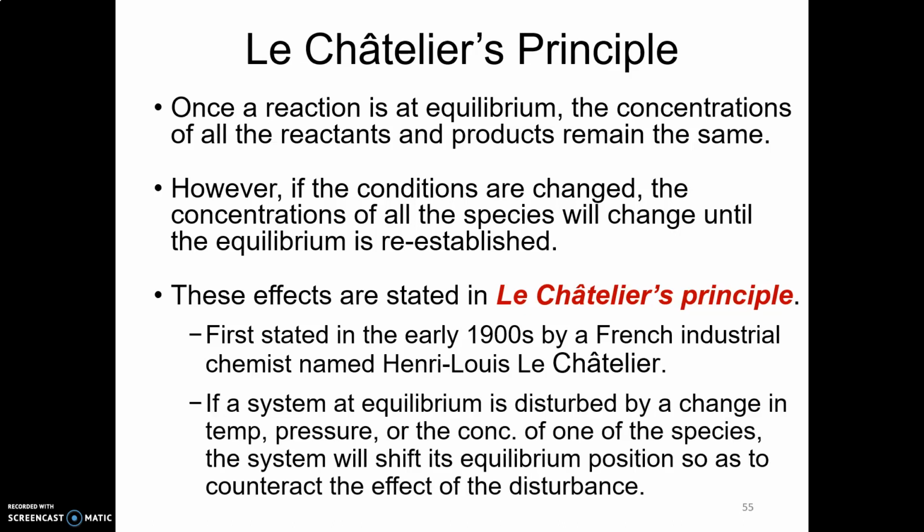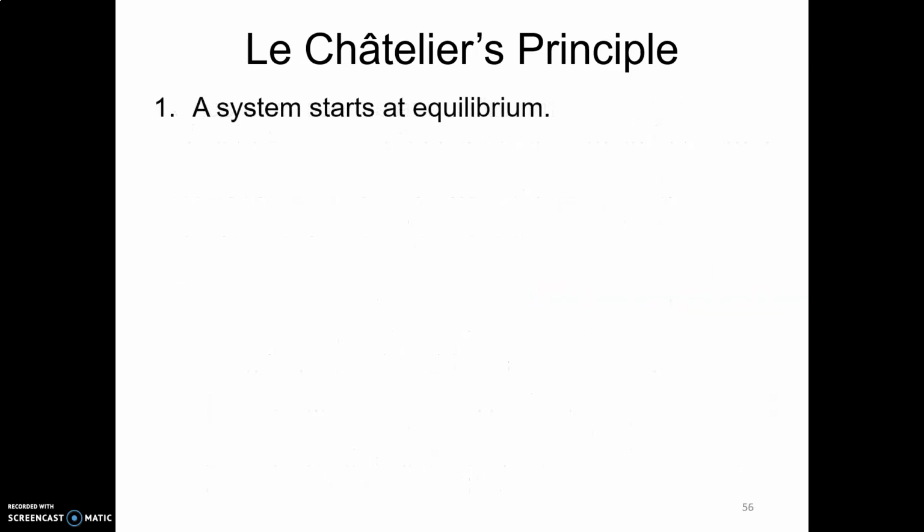And basically, the way we say it is this. If a system at equilibrium is disturbed by a change in temperature, pressure, or the concentration of any one of the species, reactant or product, the system will shift its equilibrium position so as to counteract the effect of the disturbance, meaning you cannot bully the reaction and it just stands there and takes it, it fights back. Okay, so then what are we talking about?